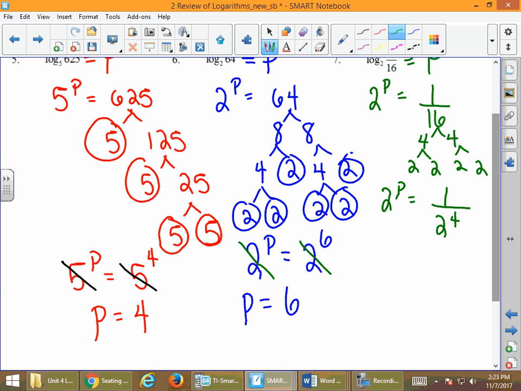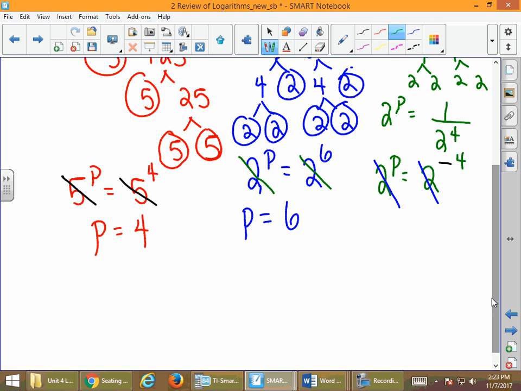Well, our previous ones, we were able to get into 5 to the p equals 5 to the 4, and 2 to the p equals 2 to the 6. We don't quite have it in that format, but if we use our knowledge of exponential rules, if we take 1 over 2 to the 4th and we flip it, we can change the sign on our exponent. And when we do that, yet again, we've got a 2 here and a 2 there that we don't need to be super concerned about. And we end up with p equals -4.